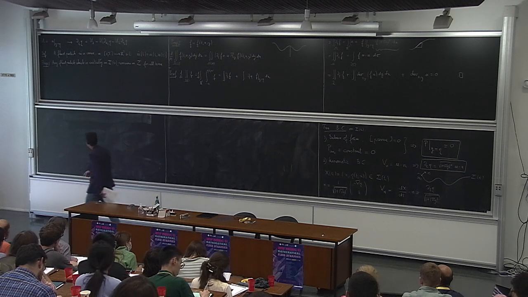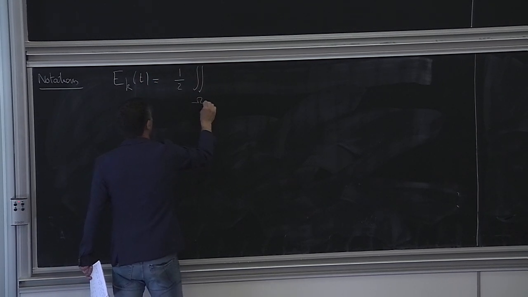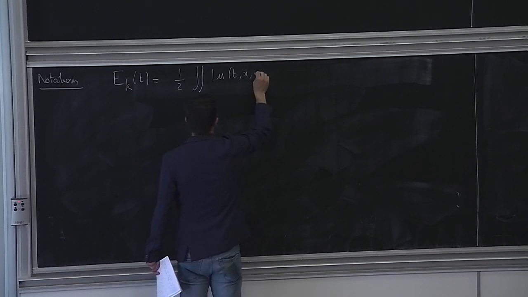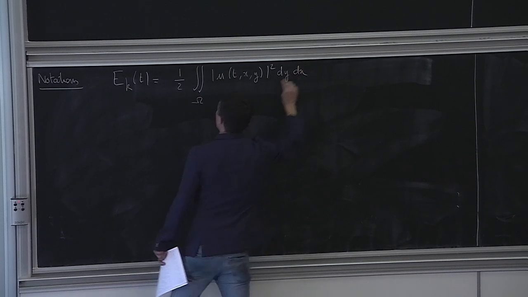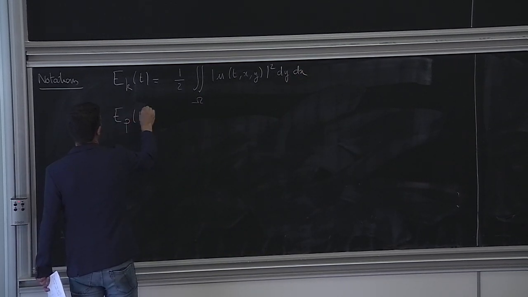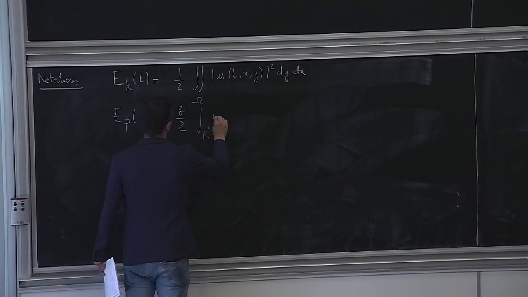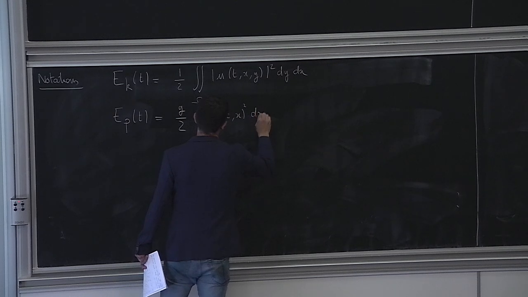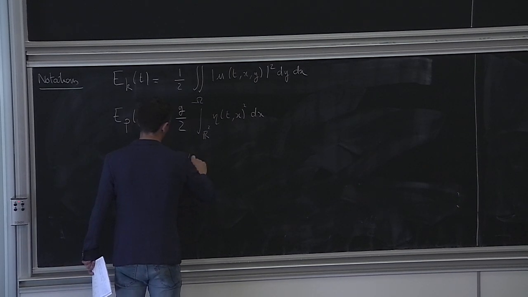The main global quantities are the three following ones. A function e index k of t, which is 1/2 of the integral over omega of u squared, more precisely, the square of the Euclidean norm of u, dy dx. A quantity e index p of t, which is g divided by 2 times the integral over R2 of eta of t, x squared dx. And a function e of t, which is the sum of the two previous quantities.